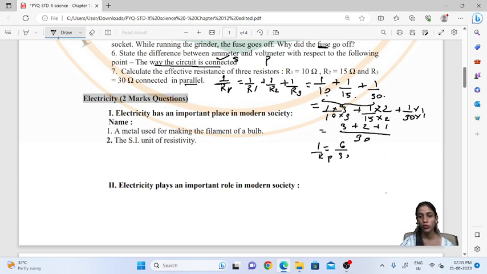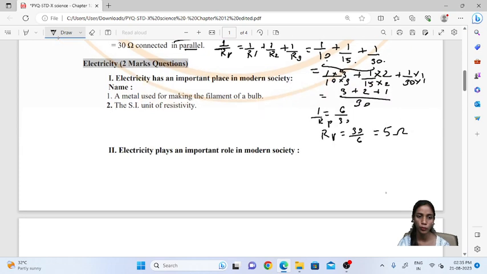So now how do I solve this? This is reciprocal, so I have to get Rp. I have to do reciprocal of this. Okay, so Rp is equals to 30 by 6, which will be equals to 5 ohms. So the effective resistance of the circuit of the 3 resistors is 5 ohms. Okay, so this is just an example of one of the numericals.